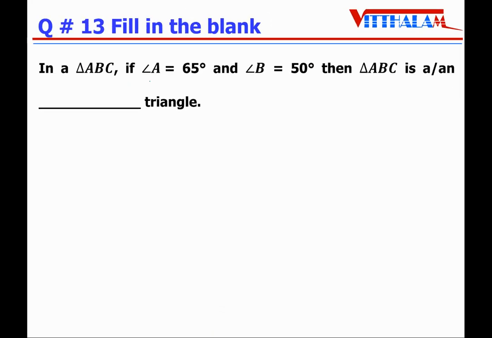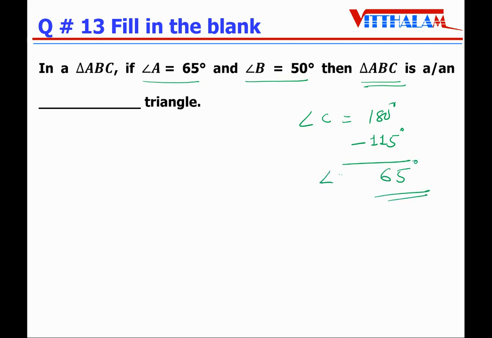In a triangle ABC, if angle A is 65 degrees, angle B is 50 degrees, then ABC is a blank triangle. So let's find angle C, that is equal to 180 degrees minus the sum of these two. The sum of these two is 115 degrees. Let's subtract. So 65 degrees is angle C. So one angle is 65, the second angle is also 65. So two angles are the same. Therefore, this is isosceles. Correct? Next.